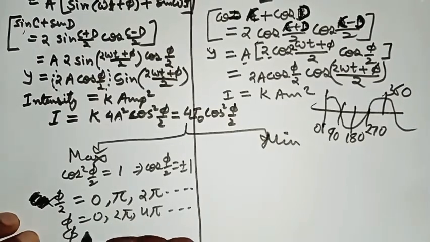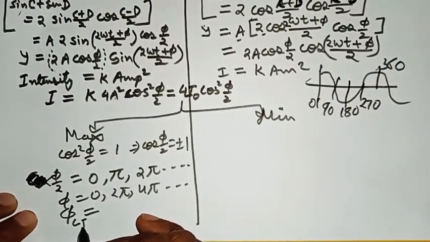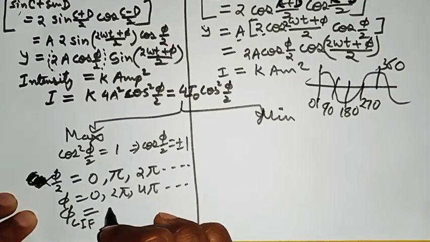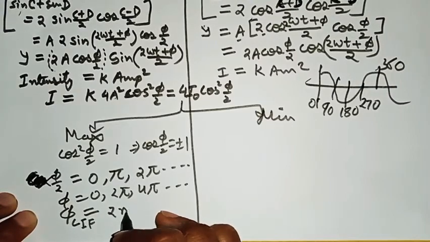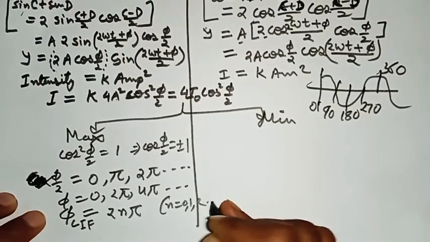Or we can say phi is, for maximum, for constructive interference. Maximum is also called constructive interference. So it is 2n pi, where n is 0, 1, 2, and so on.